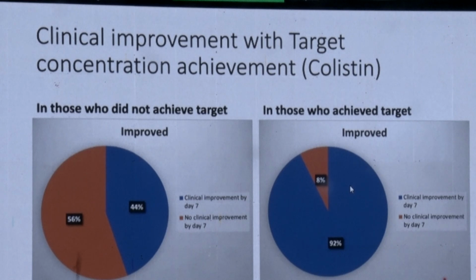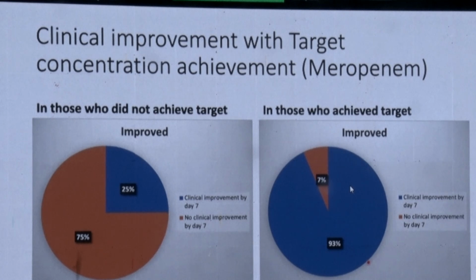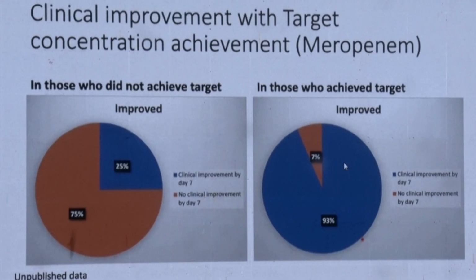We looked at patients who achieved the target concentration of colistin and those who did not achieve the target concentration, and we followed them up for a period of 7 days. We saw that clinical improvement happened in only 44% of patients when the target was not achieved, while clinical improvement happened in 92% of patients when the targets were achieved. This is the same case for meropenem also, where for those patients who achieved the target, the clinical improvement was 93% compared to only 25% when the targets were not achieved. So this is unpublished. We are in the process of publishing this data.